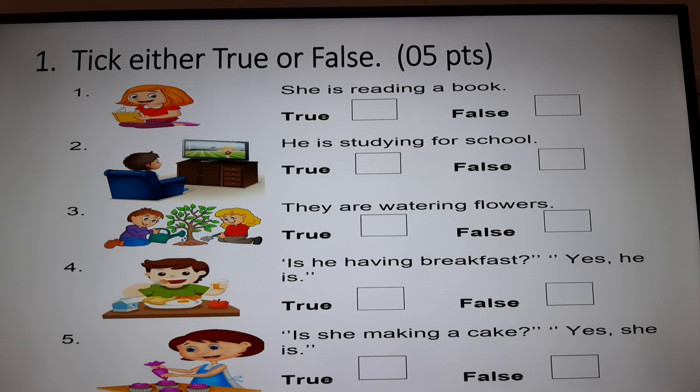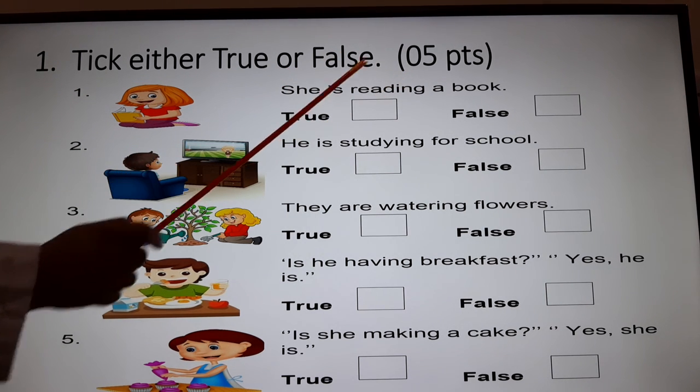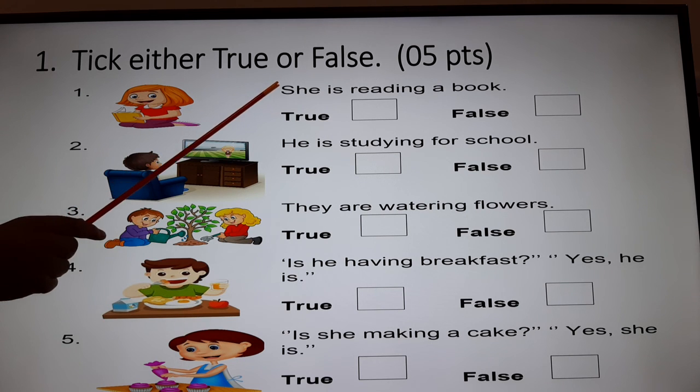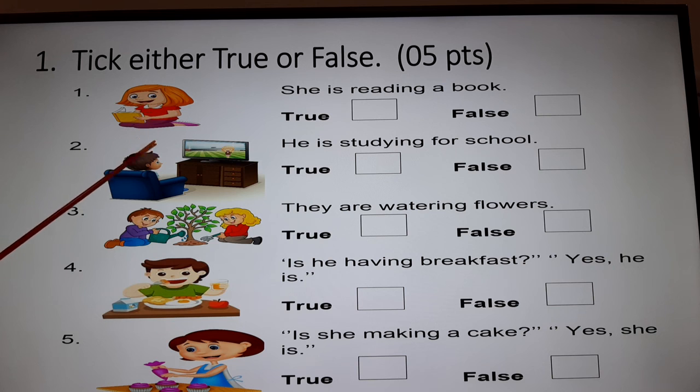Now here we had the first exercise, tick either true or false. It was 5 points. Here you had 5 sentences. So you had to read the sentence and compare to the different pictures so that you could decide if the sentences were true or false.